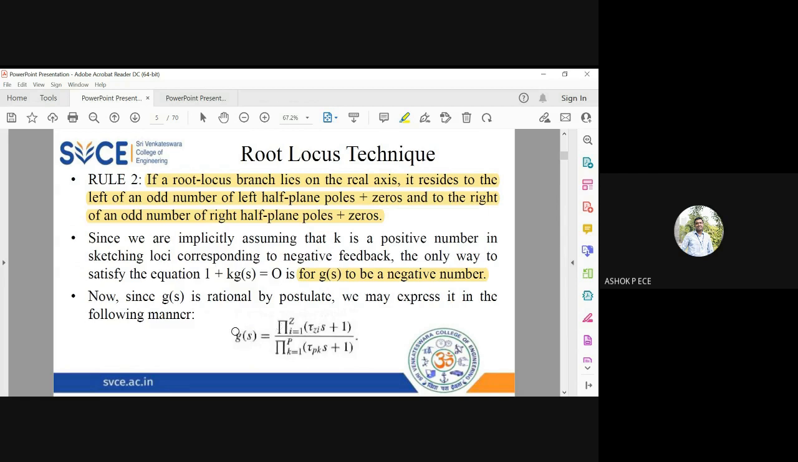Assume that G(s) is going to have many zeros and poles. In the numerator, i equals 1 to z, where z is the number of zeros. In the denominator, k equals 1 to p, where p is the number of poles. So the numerator is going to have the zeros and the denominator is going to have the poles of the transfer function.